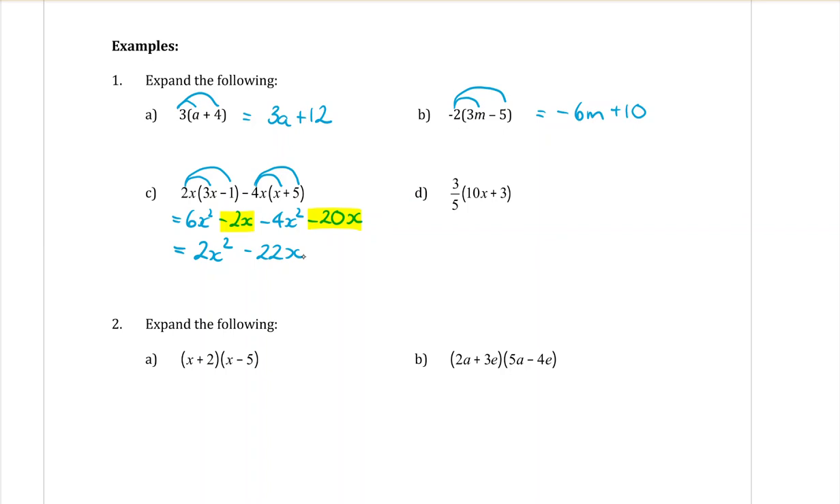Part D. Looks more complicated because of the fraction, but it's not. I just need to times that 3 over 5 into each term. So 3 over 5 times 10. If you're doing this in your head, you'd go 3 times 10 is 30, and divide that by 5 is 6x. Then the next one, 3 over 5 times 3. Doing the same process, 3 times 3 is 9, but 9 doesn't divide by 5 nicely, so I'm just going to leave that as an improper fraction. So plus 9 over 5.